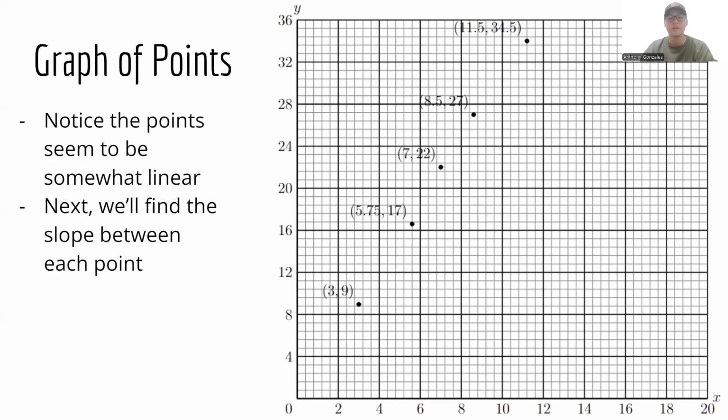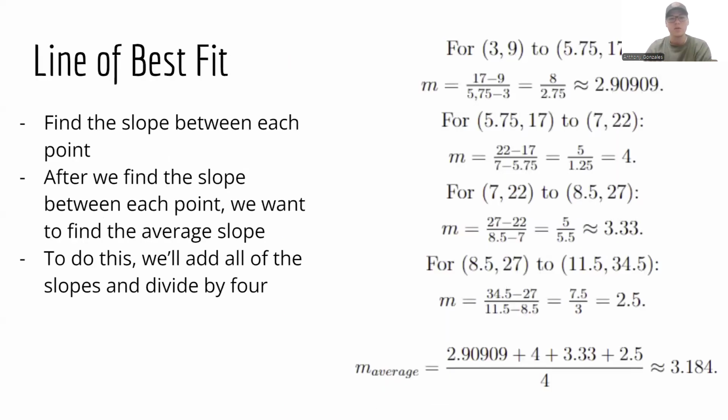So we're going to try and find a slope between each point because we want to find a line of best fit. Actually, it's this way. Line of best fit that goes through those points there. So if we calculate the slope between each point, we get these values on the right-hand side.